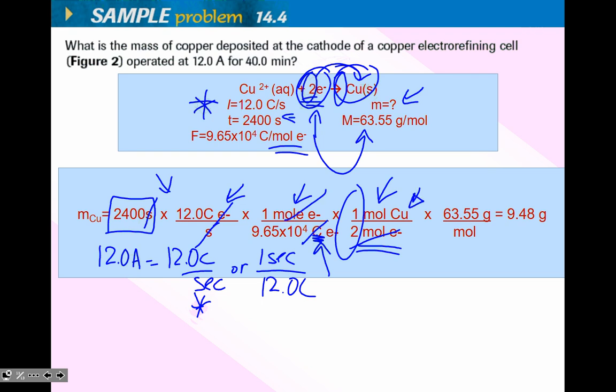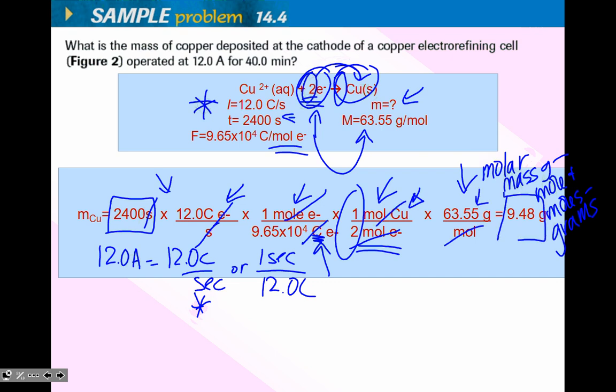I don't want moles of copper, I want grams of copper, and that's where we use our molar mass. We use our molar mass to go from grams to moles and moles to grams. This time I want to go from moles to grams so that I cancel out my moles. Moles go on the bottom, my grams go on top, and I get an answer of 9.48 grams. And that's as hard as it gets. It doesn't get much harder than that.